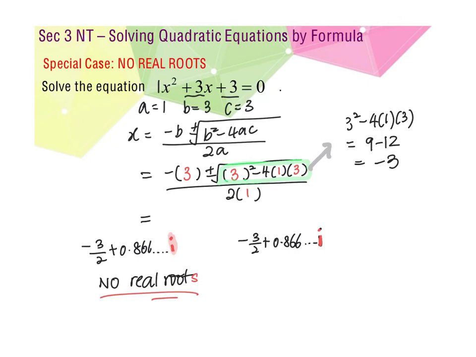But is it possible to take the square root of a negative number? It's not possible to take the square root of a negative number. Therefore, as a result, this is not possible. There are no real roots for this type of equation.